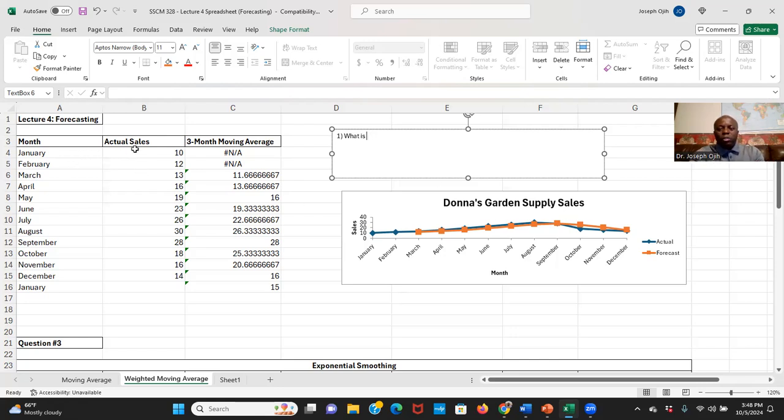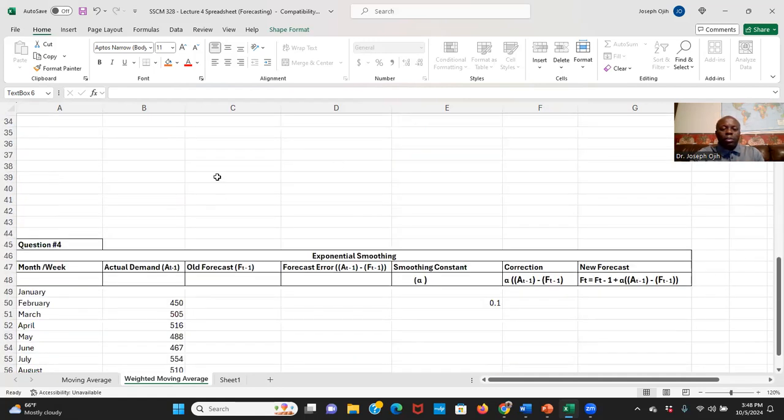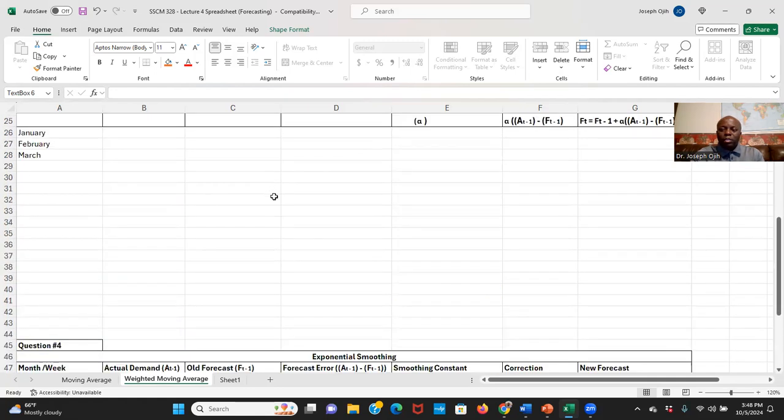Type the question name, question number 1, do the math part with Excel. If it's a question number 2 that involves writing, you can even scroll down and put the text box here and write question 1 or question 2. That way you can only submit one file.